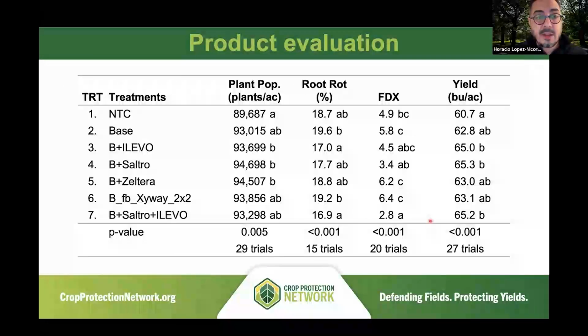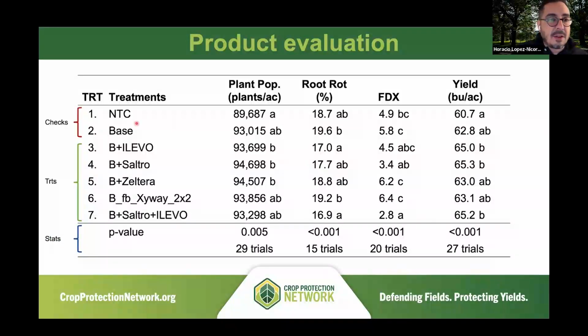So I'm going to show you this table, and I know this is pretty overwhelming here, a bunch of numbers and letters. So I'm going to walk you through. I have here on the top the two checks, the non-treated check and the base, right? That's going to be what we're going to compare our treatments to. And then we have Ilevo, Saltro, Saltera, Cyway, and a mix of Saltro and Ilevo. So those are our treatments.